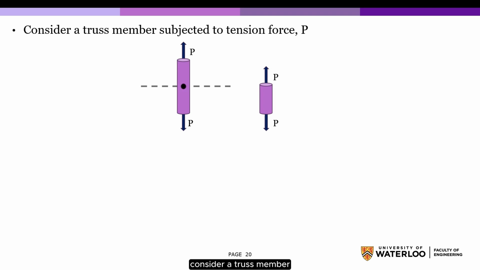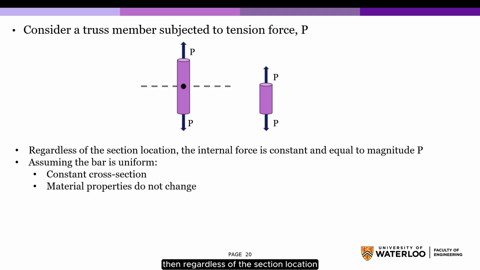Consider a truss member that is subjected to the tension force P. If we cut along a random point, then, regardless of the section location, the internal force is constant and equal to the magnitude P. And assuming that the bar is uniform, we will have a constant cross-section and the material properties do not change. If the member is subjected to tension, then it will elongate uniformly along its length.